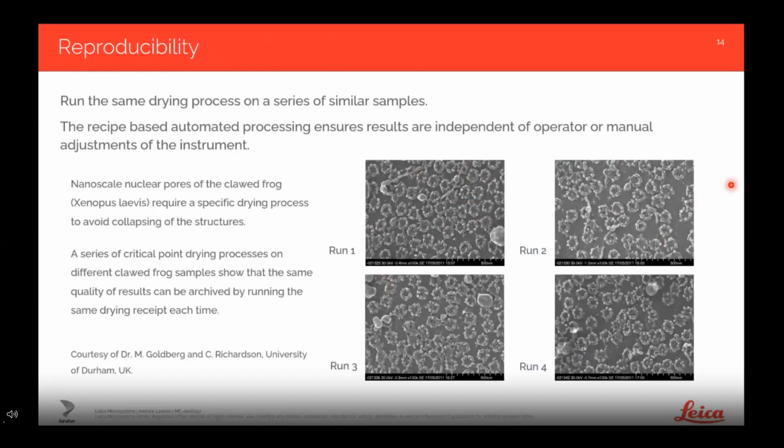Okay, another comment on reproducibility. So this is just an example. These are 4 independent runs, and these are nuclear pores from a clawed frog. And you can see these are very, very tiny, let's say about 100 nanometers in diameter. So these are very small, very delicate, and slightly difficult to dry samples. But with the automation of the critical point dryer, the CPD300, you're able to get very similar results over multiple different runs, even on these relatively more difficult to dry samples.